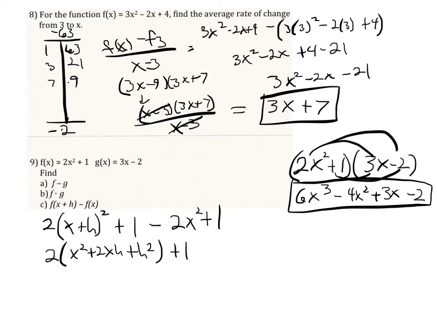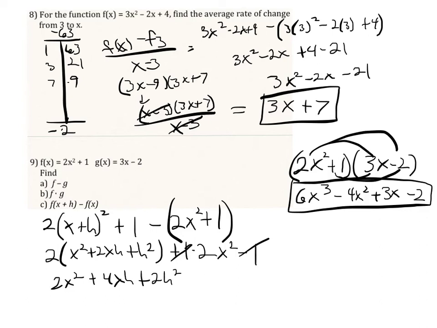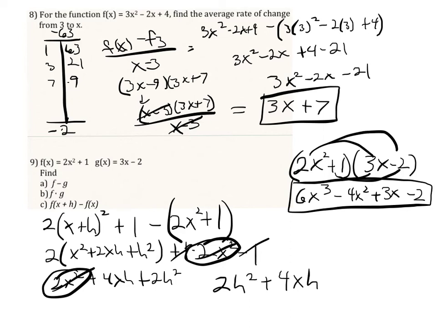minus 2x squared minus 1. Well, the 1's cancel. That's nice to see. And we end up with 2x squared plus 4xh plus 2h squared. And look at that, we have 2x squareds that can cancel. Because you get a minus 2x squared and a plus 2x squared, leaving 2h squared plus 4xh as our final answer.